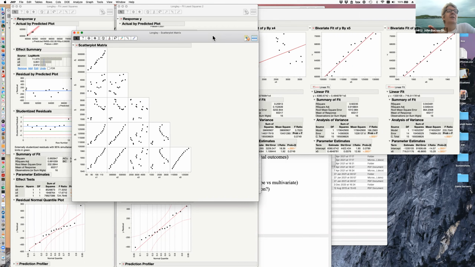Yes, 2, 5, 6 are correlated. In fact, X1 to 5, 6, all of them are correlated. X1 as well. Remember, X1 is only shown in this list. So 1, 2, 5, 6 are highly correlated. So this is what's called collinearity.